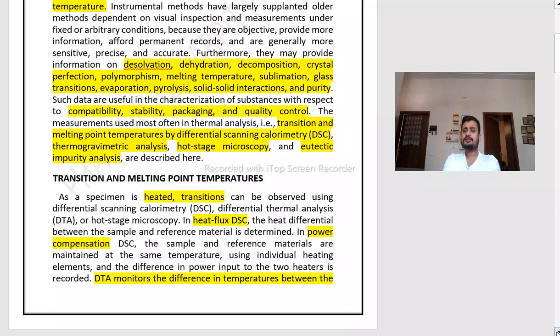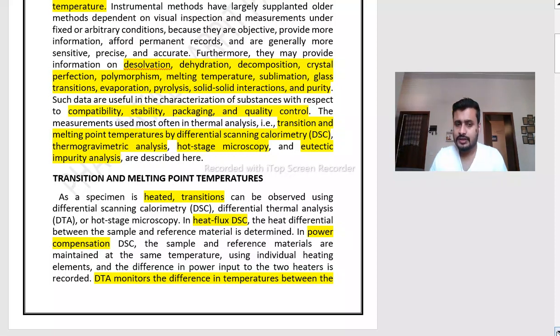What is the power compensation DSC? The sample and reference material are maintained at the same temperature using individual heating elements, and the difference in power input to the two heaters is recorded.